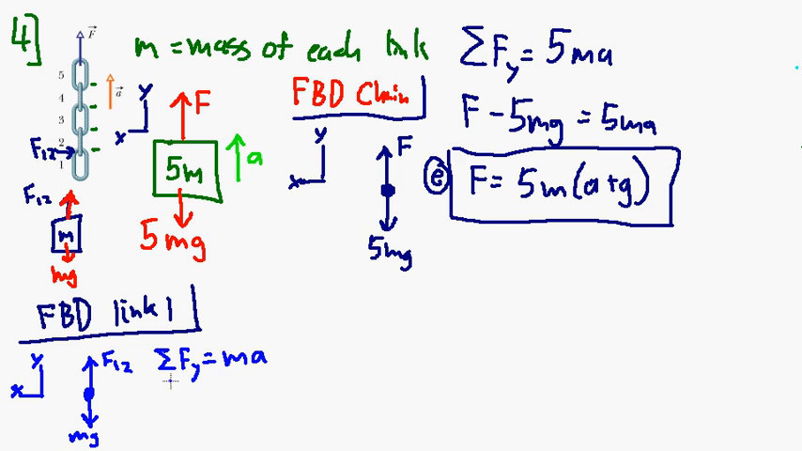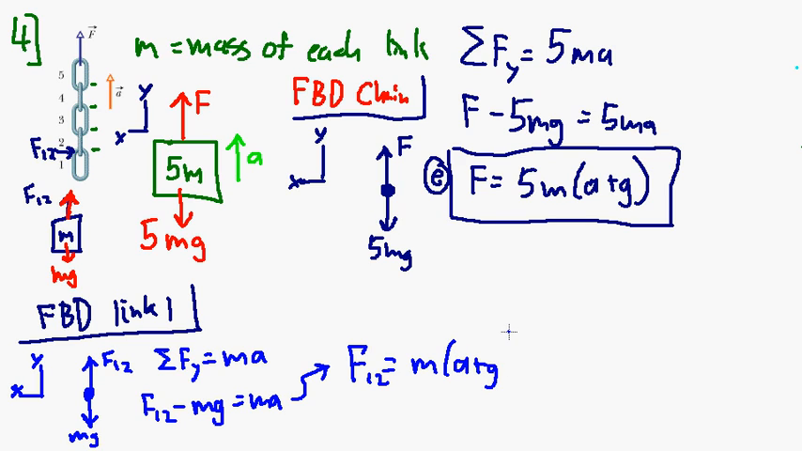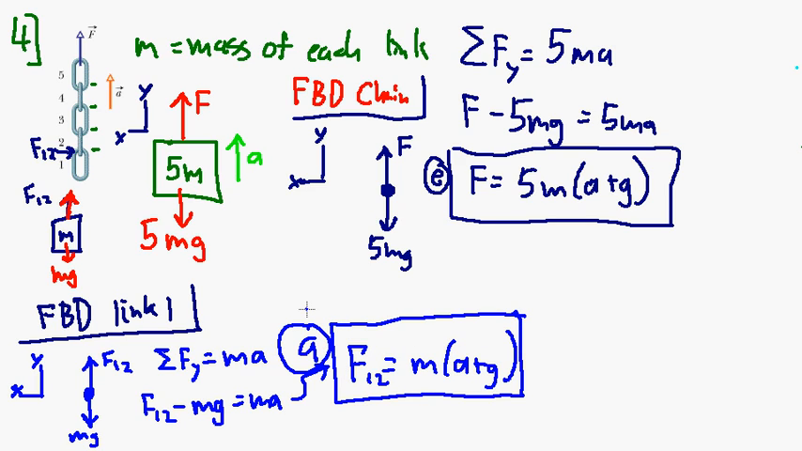Right, so that means F12 minus mg equals ma, which means F12 equals m times (a plus g). And that's the answer for part A. Now, let's look at the two answers we've got here.